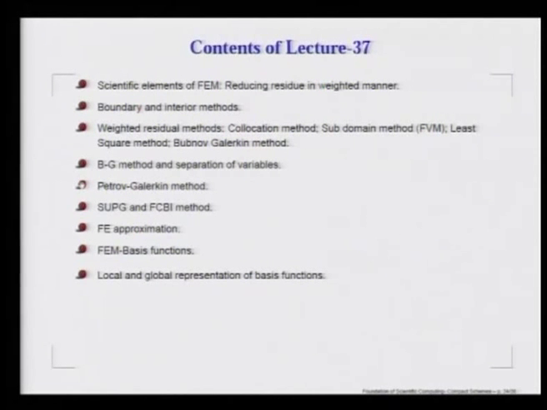One of the methods is the Petrov-Galerkin method, and its versions that we talk about here are the streamline upwind Petrov-Galerkin method of Hughes and the flow control FCBI method of Bathe and his colleagues. Having introduced all this, we briefly get into the finite element approximation, talk about the various basis functions, and we notice that these basis functions could be local or global, and with this we will conclude this lecture.